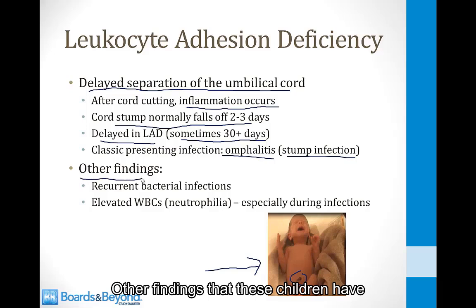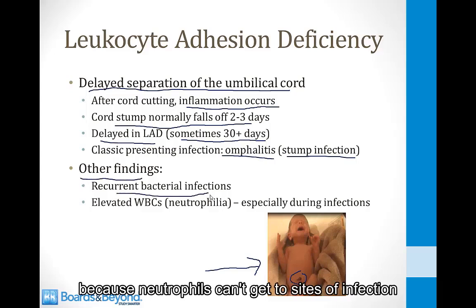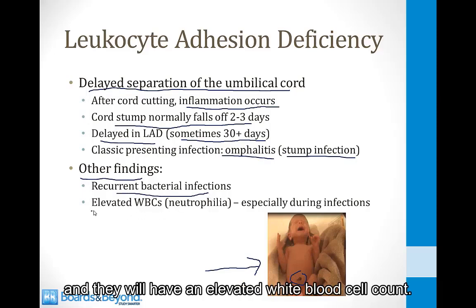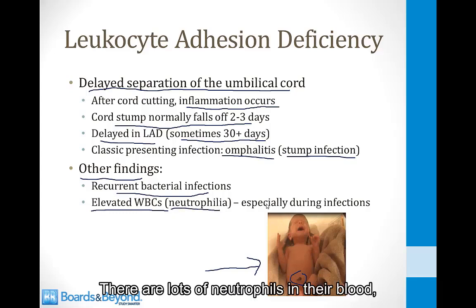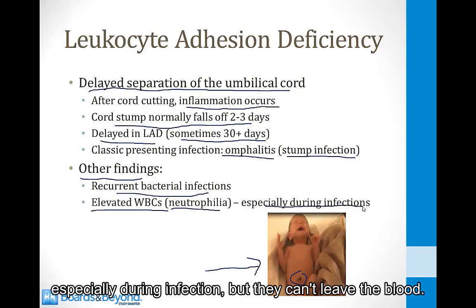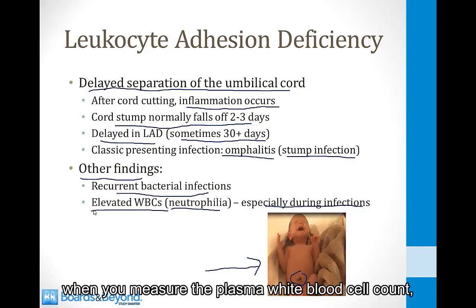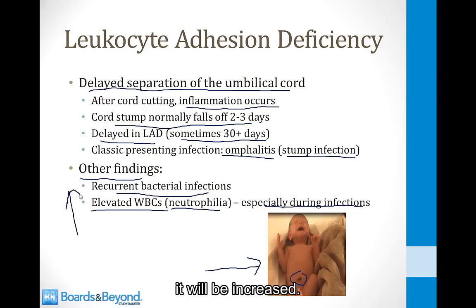Other findings that these children have are recurrent bacterial infections because neutrophils can't get to sites of infection, and they will have an elevated white blood cell count. They will have a neutrophilia. There are lots of neutrophils in their blood, especially during infection, but they can't leave the blood, so therefore when you measure the plasma white blood cell count, it will be increased.